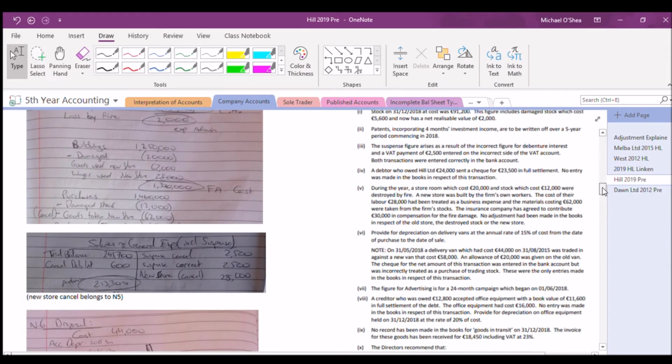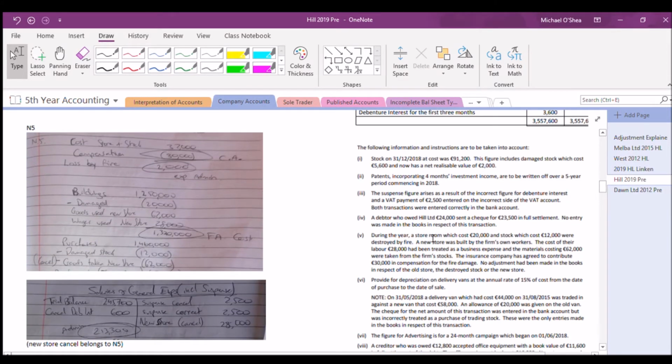The following note we're going to look at here, I already have a video on this, is the storeroom that's destroyed, and they've built another one. A couple of different things to look at here. A storeroom which cost 20,000 and stock which cost 12,000 were destroyed by fire. A new store was built by the firm's own workers. The cost of their labour, 28,000, had been treated as a business expense, and the materials costing 62,000 were taken from the firm's stock. The insurance company agreed to contribute 30,000 in compensation for the fire damage. No adjustments have been made in respect of the old store, the destroyed stock, or the new store.